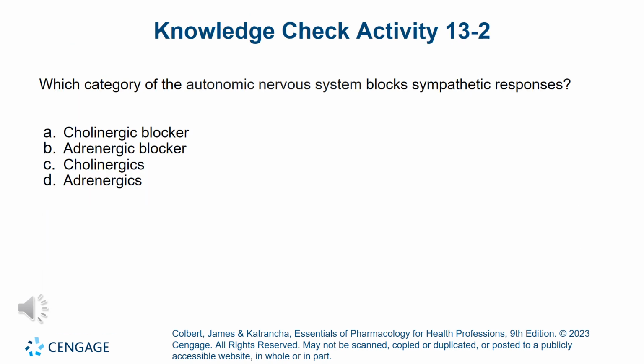Knowledge check 2. Which category of the autonomic nervous system blocks sympathetic responses? Choose from the following, write down your answer. You can check at the end of the video.